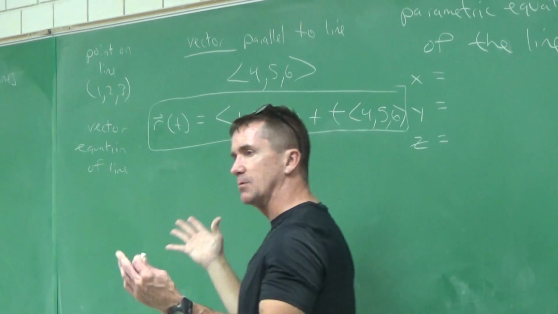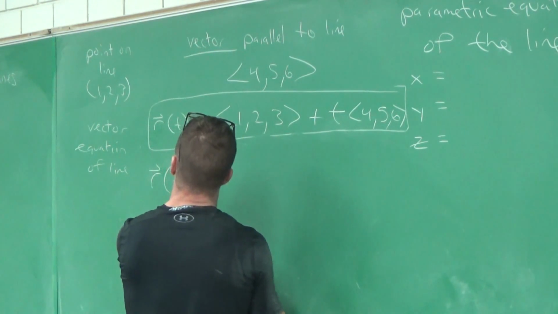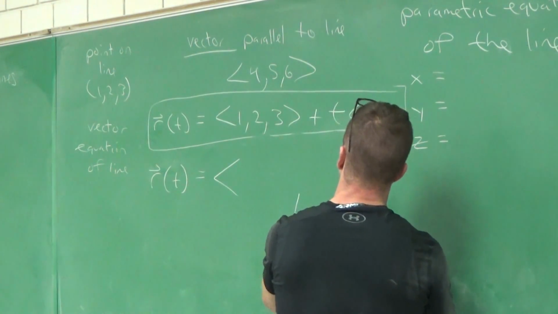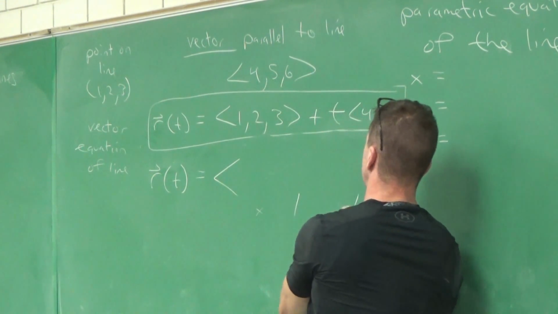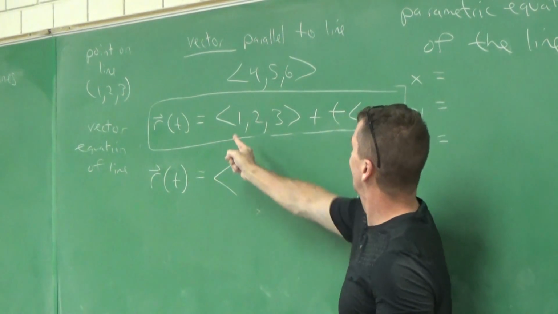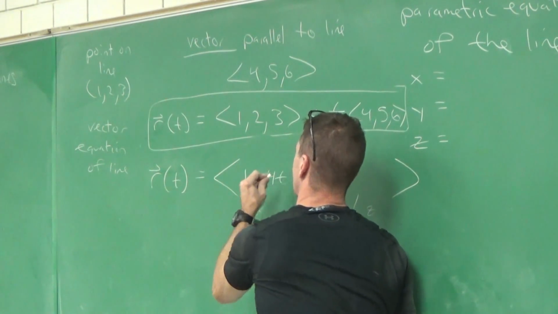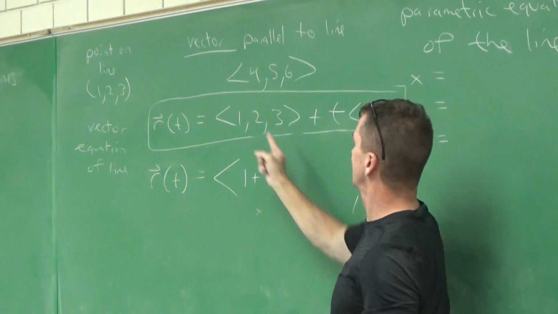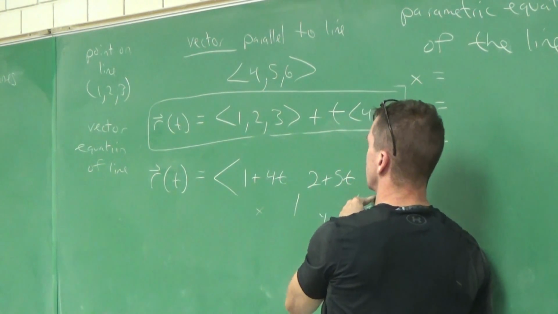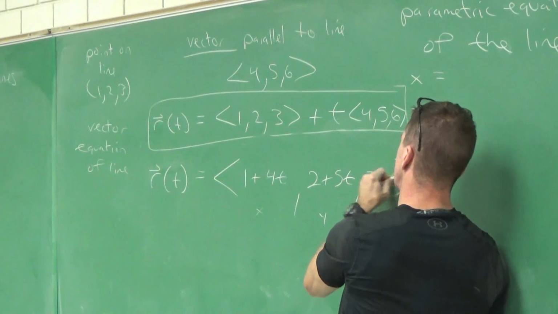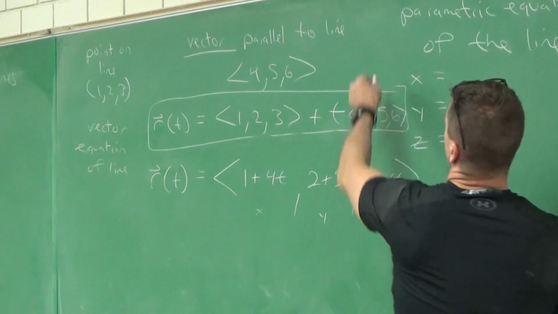But can we combine these to make one vector? So let's do that. What would be in the x component? This is x, this is y, this is z. 1 plus 4t, or 4t plus 1. What's in the y component? 2 plus 5t. And the third component? 3 plus 6t. And that's the vector equation of the line. But I'm going to come back to this.